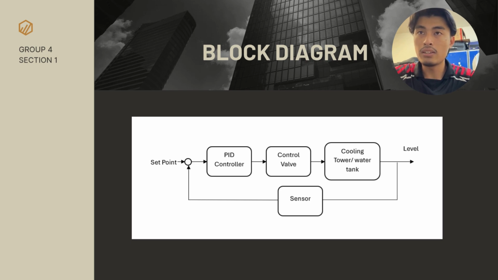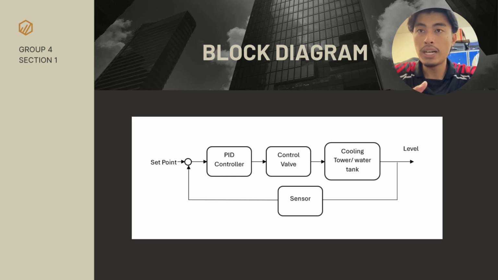Second is the error calculation. The circle immediately after the set point is where the magic of feedback begins. Here we calculate the error. This error is simply the difference between our set point, which is what we want, and the actual level measured by the sensor, which is what we currently have. If there is a difference, it means we need to make an adjustment.